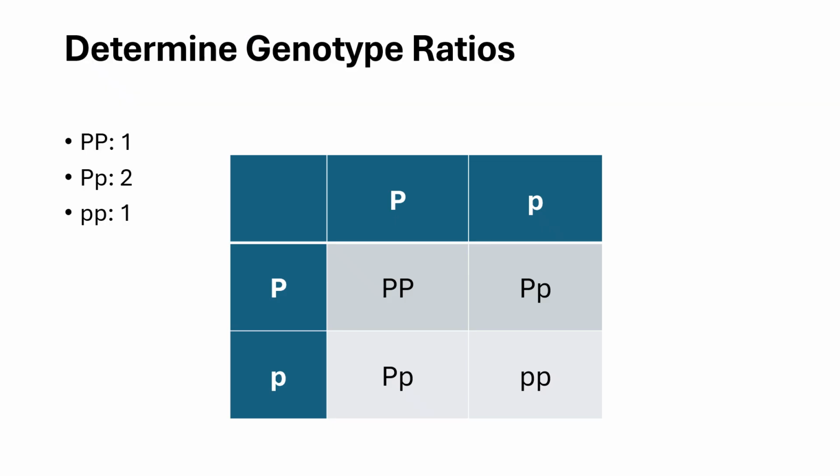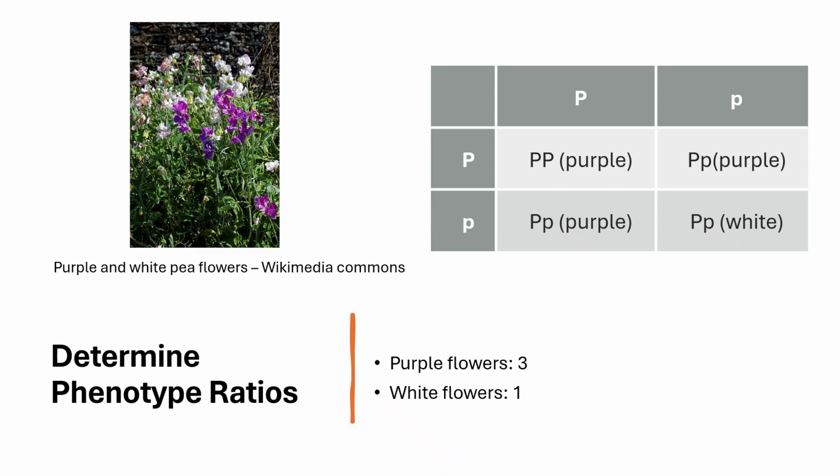The genotype ratio is 1 to 2 to 1: 1 homozygous dominant, 2 heterozygous, 1 homozygous recessive. The phenotype ratio shows the actual traits seen: 3 purple flowers and 1 white flower.